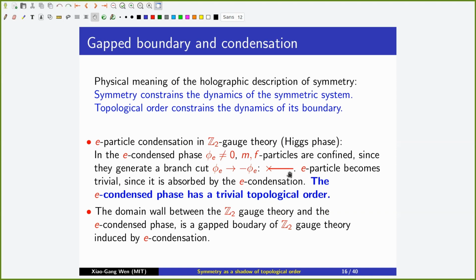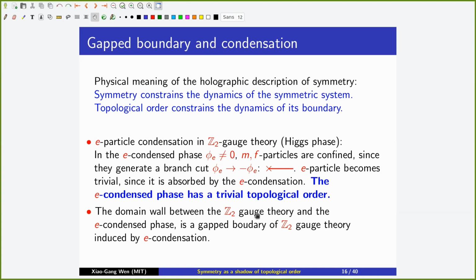And then the resulting condensed phase is not a trivial topological order. Okay, so that's kind of a more general notion. Then in this picture, you can see that the domain wall between this Z2 gauge theory and the trivial topological order is basically a boundary. It's basically given by the condensation.